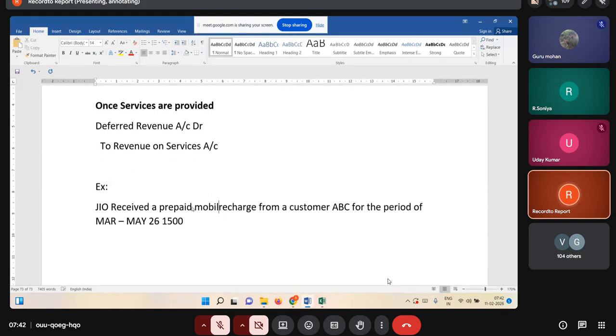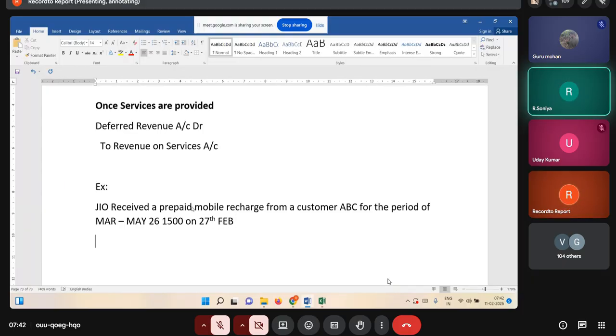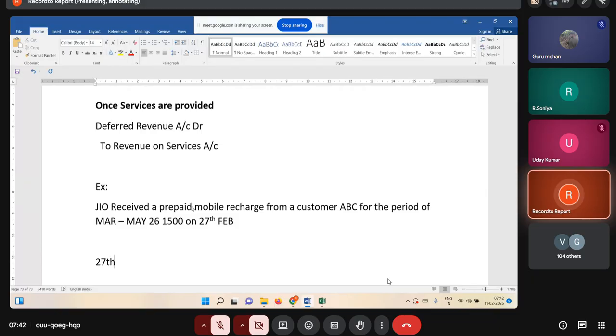So for the prepaid, assume mobile recharge on 27th of February. On 27th February, Jio has received an advance money from a customer for how much amount? 1,500. How many months is it? 3 months, from March to May. So on 27th February, what entry Jio has to record in the books of accounts?